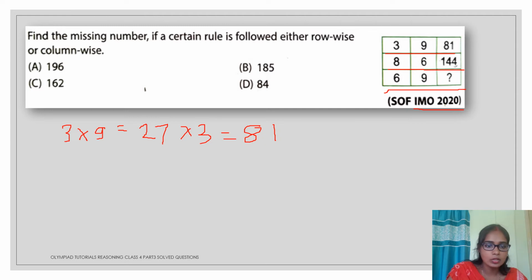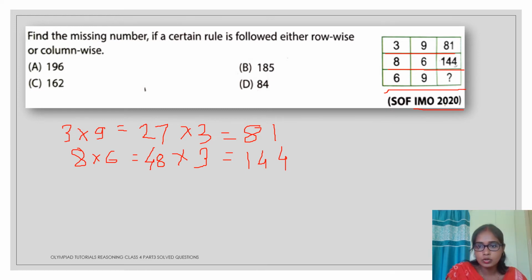Now let's check the second row. 8 into 6 is equal to 48. Similarly, we'll multiply 3 to it and we'll get the answer. 48 into 3 will give you 144. So we got the relation that you have to multiply these two numbers and again multiply it with the extra 3. So now 6 into 9 is equal to 54.